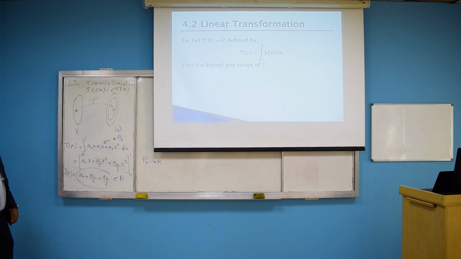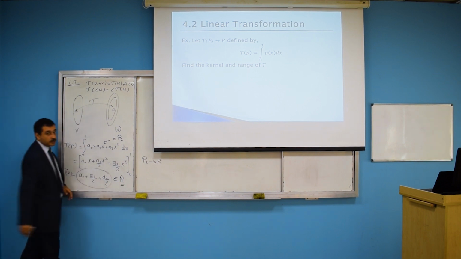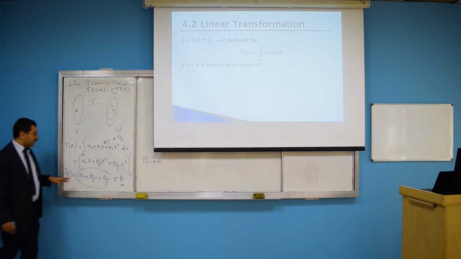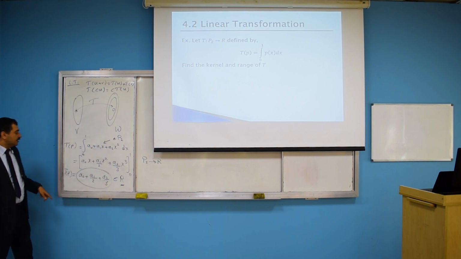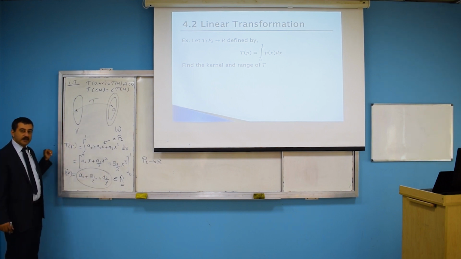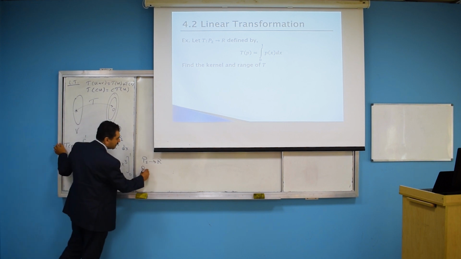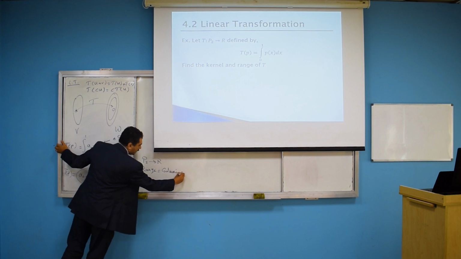Let's find the range, for example, for this transformation. The range would be a subspace of your codomain, which is R. By inspection, can you get all the values in R, which forms your range? For any a0, a1, a2, you'll get all the values in the real line, so we can simply say that the range would be R. So the range is the codomain, which is R.